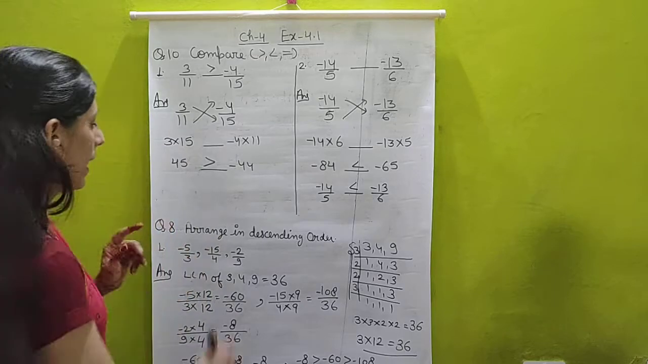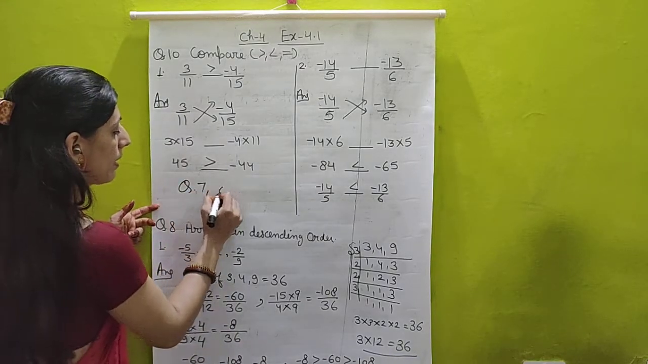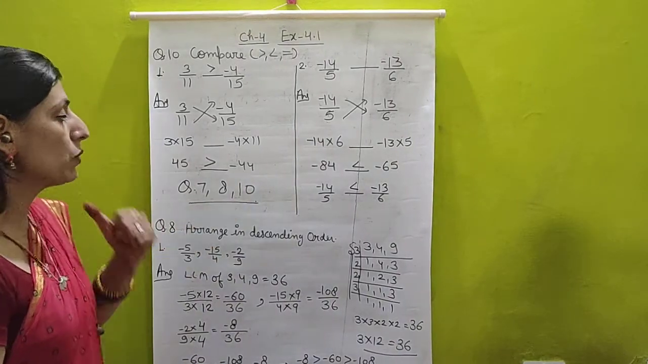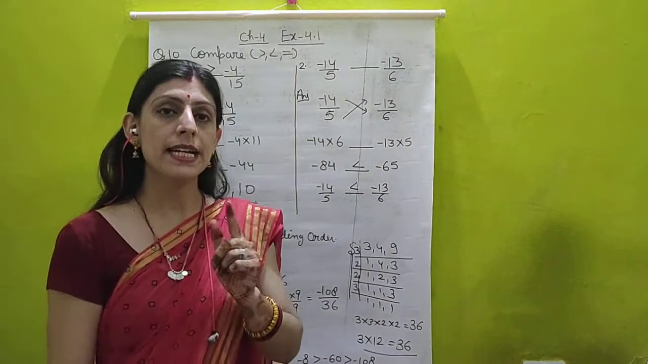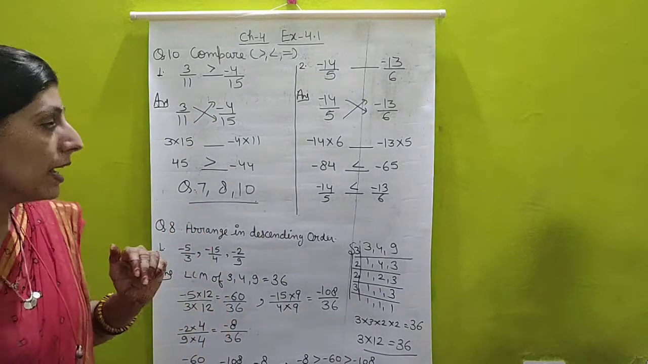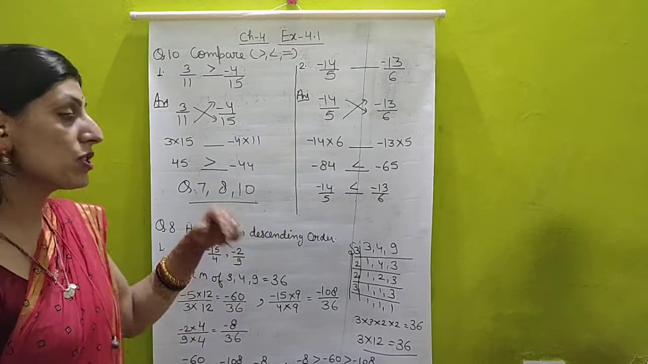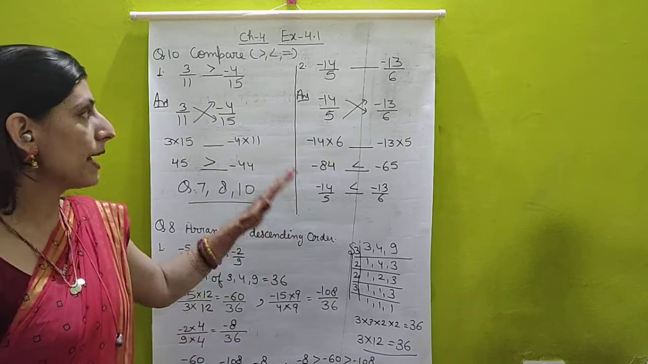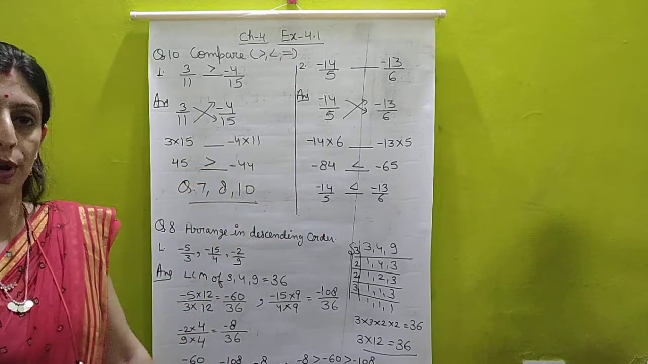Students, today in our class we have done question numbers 7, 8 and 10. So today it will be your homework. You are to complete question numbers 7, 8 and 10, all the parts, in your math register. In our next class, I will explain question numbers 9, 11 and 12. Okay students, so next class we will complete exercise 4.1. Okay, students.